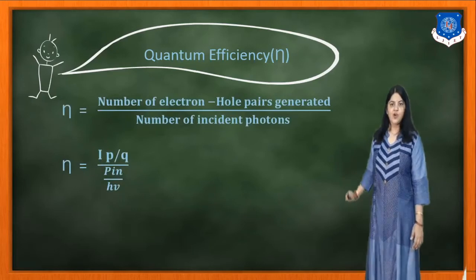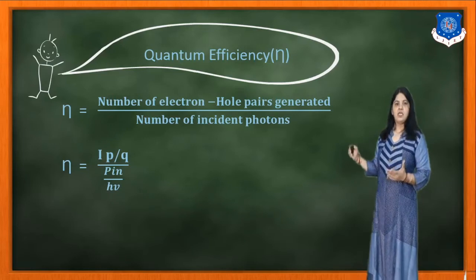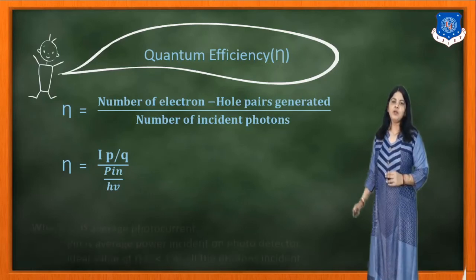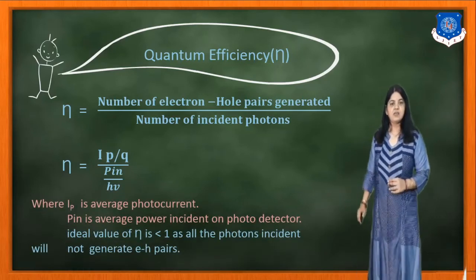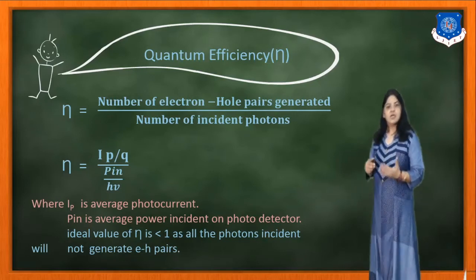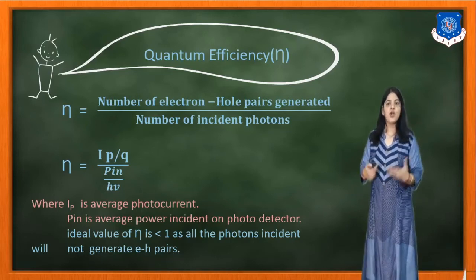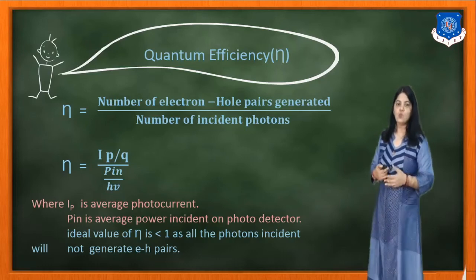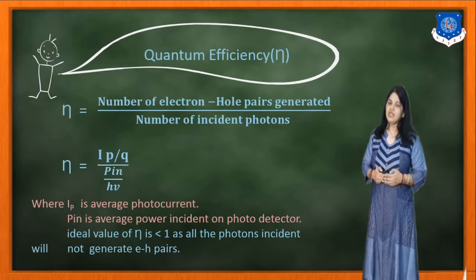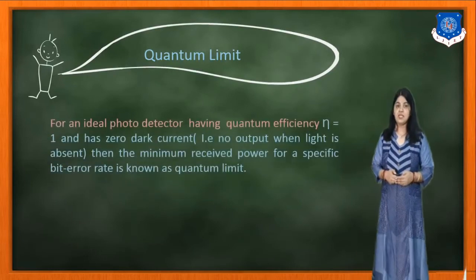Now we can put in the values. The number of electron hole pairs generated we write as Ip by q, and the number of incident photons as Pin upon hv, where Ip is the average photocurrent and Pin is the average power incident on the photodetector. The ideal value of this quantum efficiency is less than 1, as not all incident photons will generate an electron hole pair. Now the next is, what is the quantum limit?